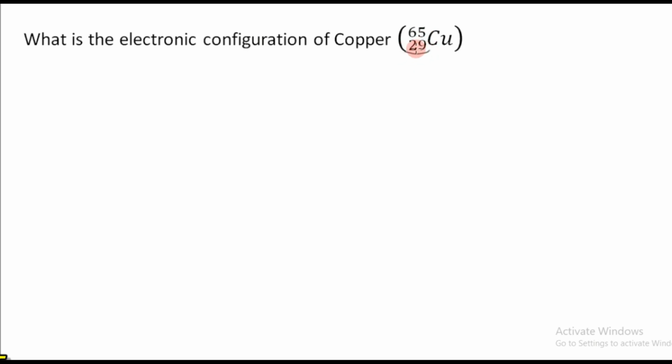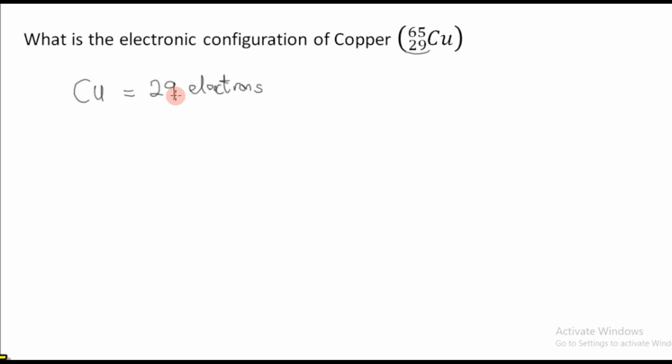In a neutral atom, the atomic number is equal to the number of protons and it is equal to the number of electrons. So copper here has what? 29 electrons, right? Copper has 29 electrons. So these are the 29 electrons that we will be configuring. So how do we write the electronic configuration?